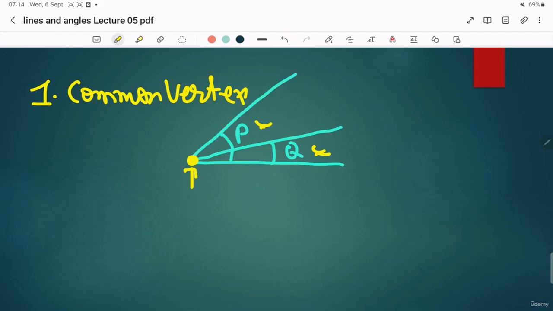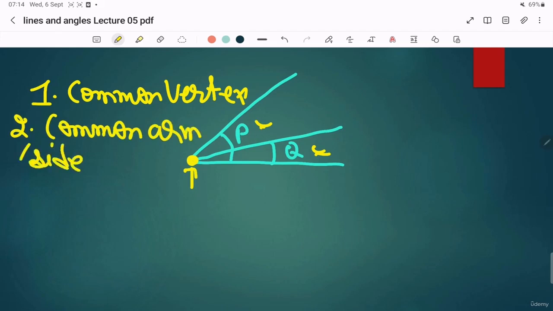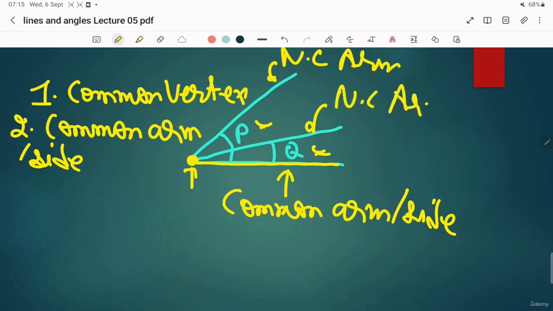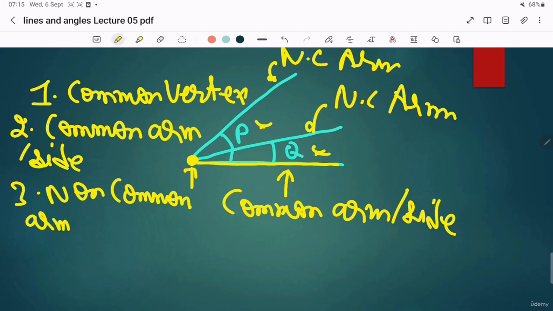First condition is fulfilled. Second condition is they must have a common arm, or you can say common side. So, this is a common arm, or you can say common side, because with this common arm, we are having angle Q and we are having angle P. Now, these two are non-common arms or non-common sides. Third condition is non-common arms must form a straight line.